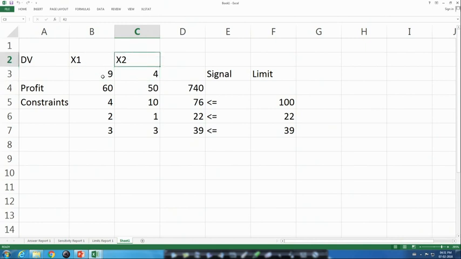That means now the optimum solution is that the value of the decision variable x1 is 9, and the value of the decision variable x2 is 4, and as a result your profit function will be 60 into 9 and 50 into 4, which will give you 740. And then these are the constraints and optimality.